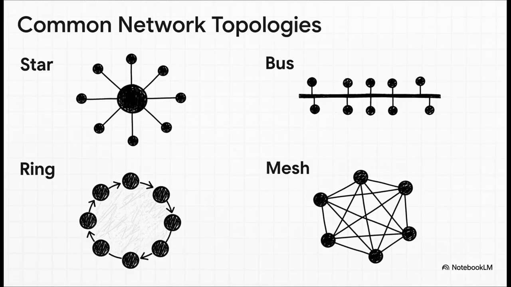The way you physically arrange the connections in a network is called its topology. Think of it like a blueprint. In a star topology, everything connects to a central point. If that hub fails, the whole network goes down. In a bus, everyone shares one main cable. If that cable breaks, same problem. A ring connects everything in a loop. And then you have a mesh network, where every device is connected to every other device. It's super redundant and reliable, but also way more complex and expensive.